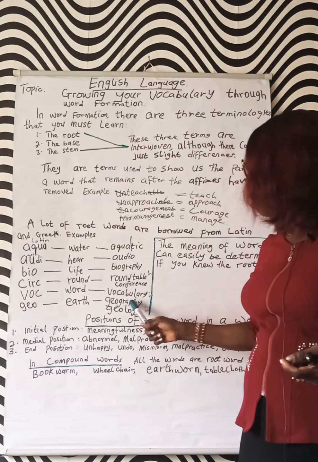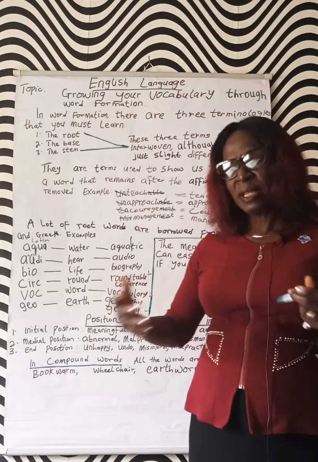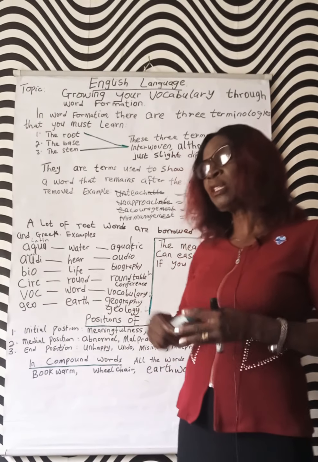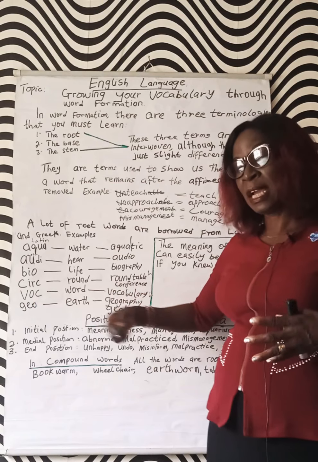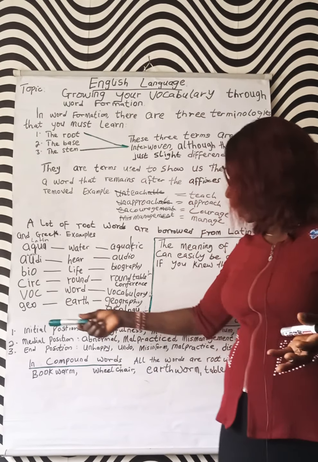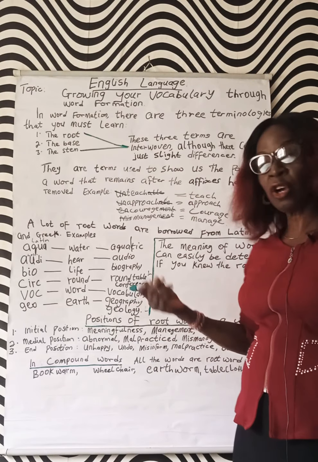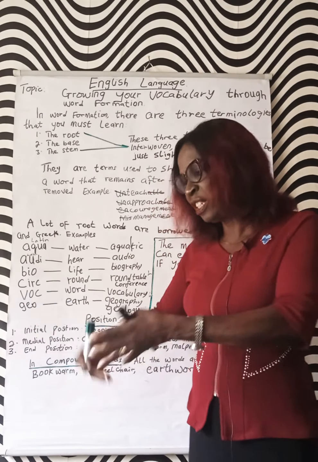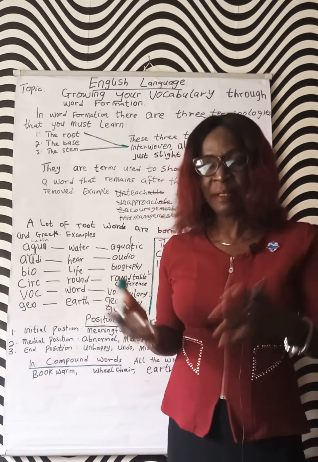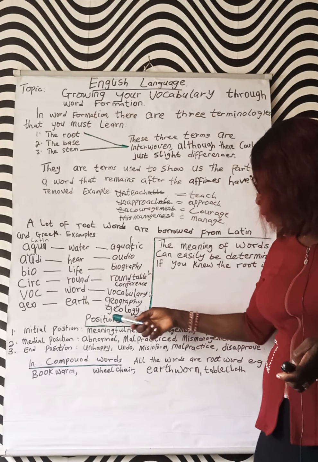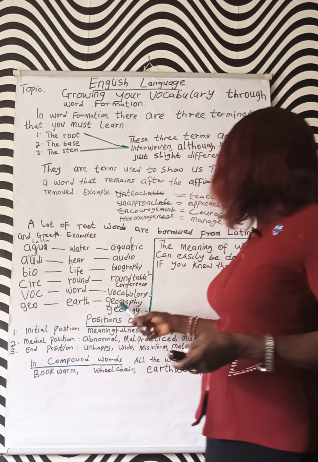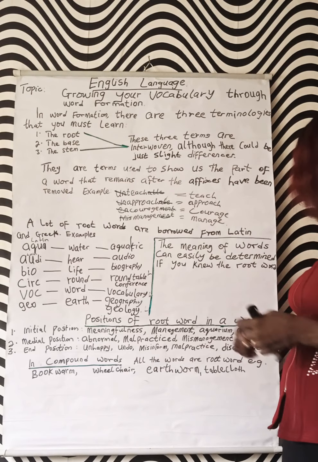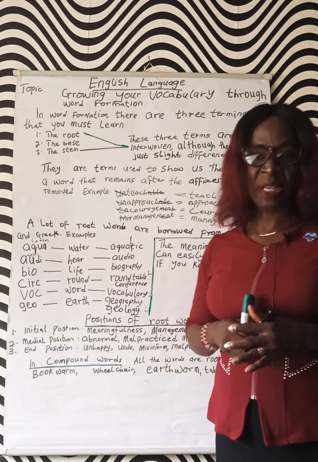So when you see geography, you know it has to do with learning about the earth. You are learning about the earth just because you are now familiar with the root word. And then you find another one, geology. It has to do with the earth, digging, knowing all the information about the earth. Okay? So having known this, the meaning of words can easily be determined if you knew the root word.